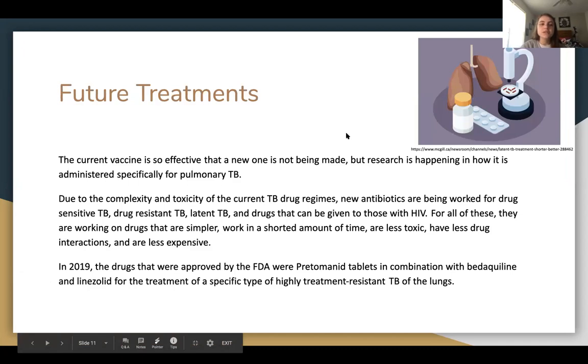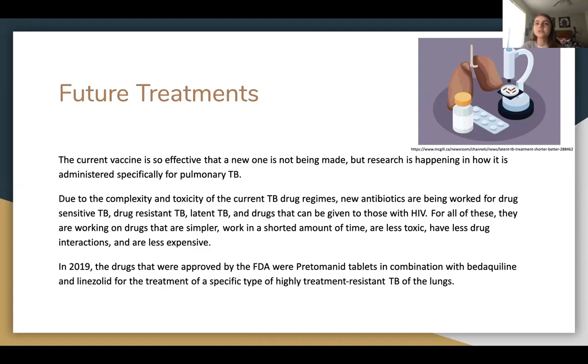So, some future treatments. The current vaccine is so effective that a new one is actually not in the process of being made, but the research is going into how it's administered so that they can make strides for pulmonary TB. But due to the complexity and toxicity of the current TB drug regimens, new antibiotics are being worked on for drug-resistant TB, drug-sensitive TB, latent TB, and drugs that are given to those who have HIV. For all of these, they are working on the drugs so that they are simpler, can work in a shorter amount of time, are less toxic, have less drug interactions, and are less expensive.